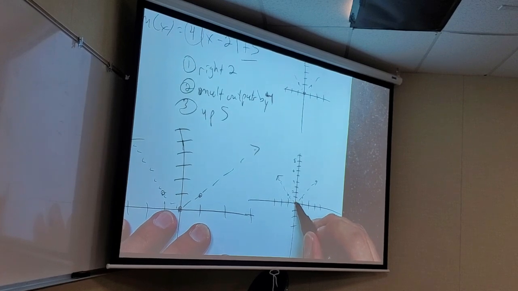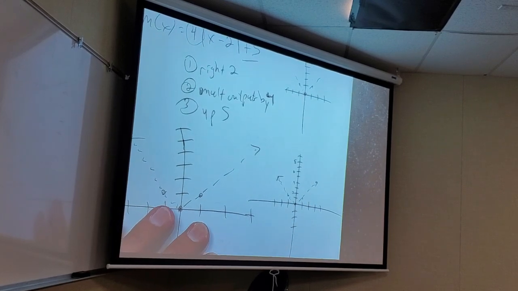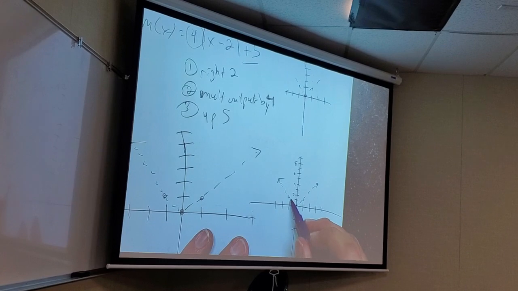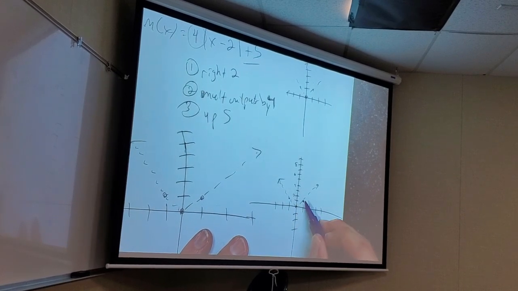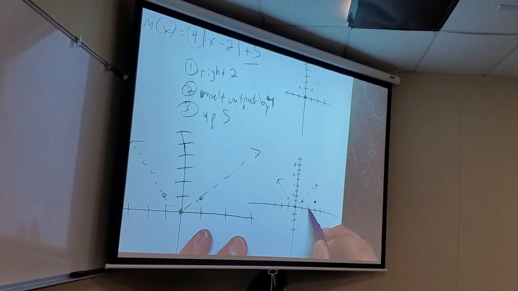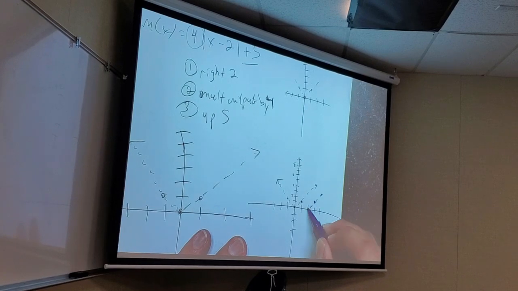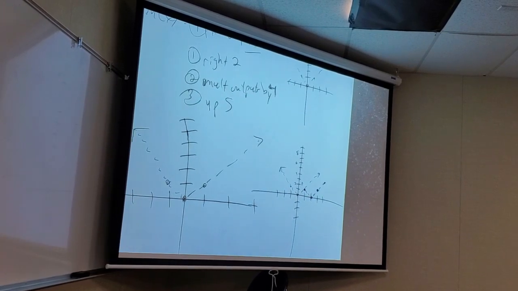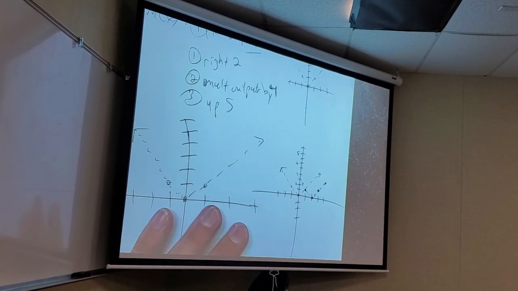So I would take right 2. Every point goes right 2. So I'm going to do this in stages. So this point goes right 2. This point goes right 2. And this point goes right 2. So I'm right there right now. That's the first step. Then I want to multiply all my outputs by 4.